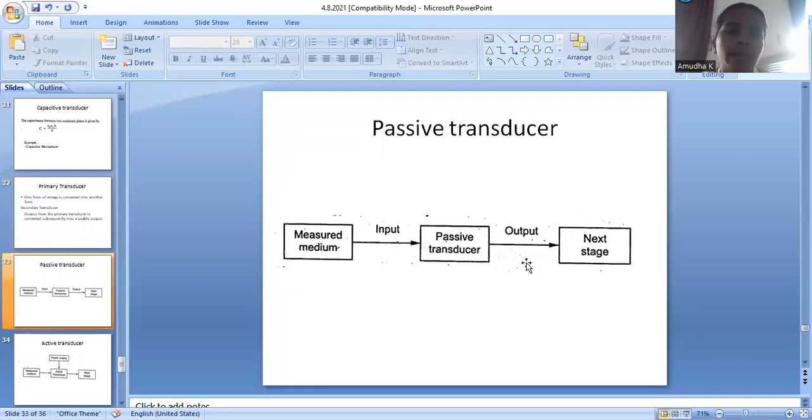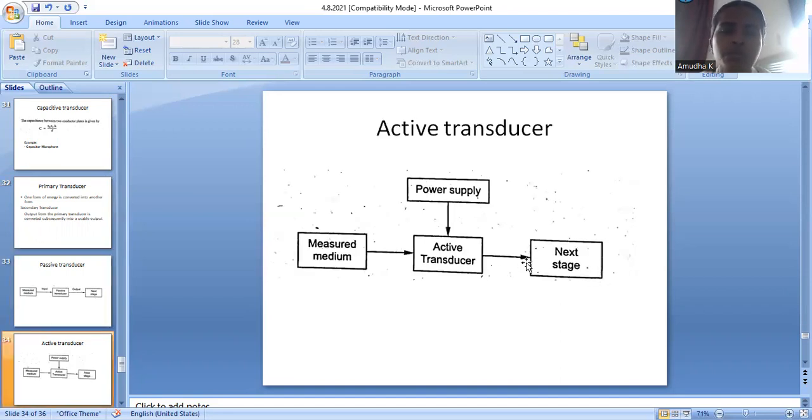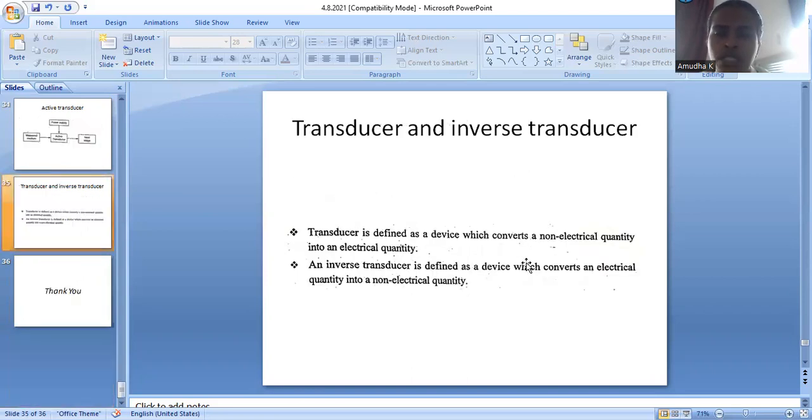One more thing, the passive transducer. Here the input is measured from the measured medium and given to the passive transducer. The passive transducer generates the output, which is given to the next stage. In the active transducer, the input is likewise measured from the measured medium, and for the transducer to be active, we externally give it a power supply. It generates the output, which is given to the next stage.